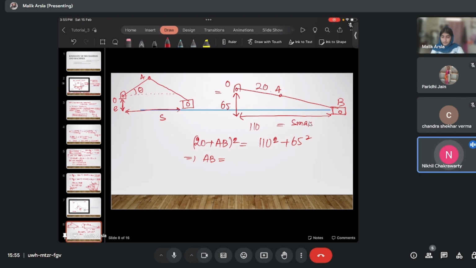107.769. Okay, so this is the length AB. Now we have got the length AB also.